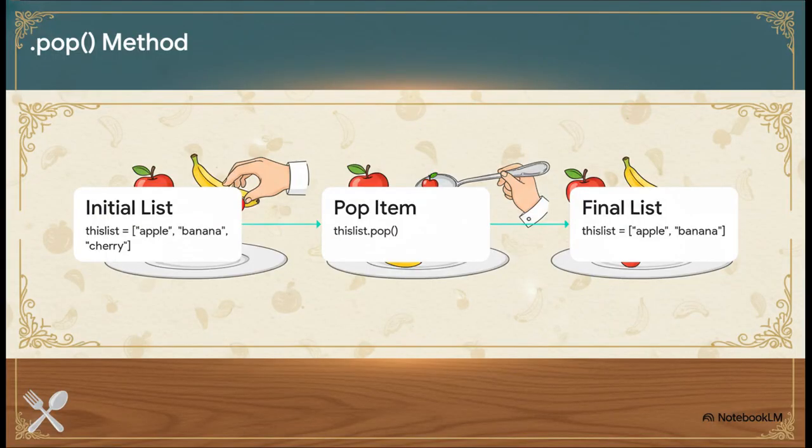And what about removing an ingredient? Well, for that, we can use the .pop method. By default, if you just call .pop without any extra info, it just removes the very last item from the list. It's like telling the waiter, you know what, I've had enough, you can take that last piece away.